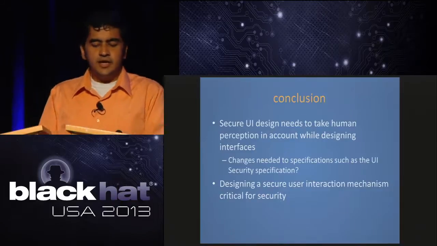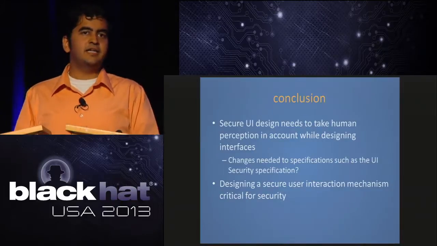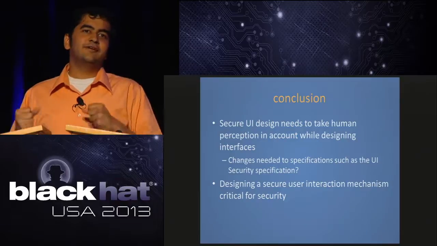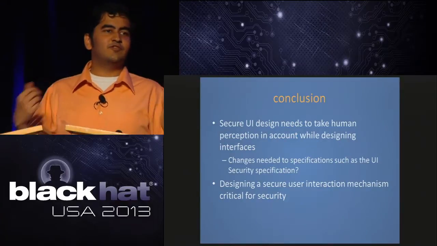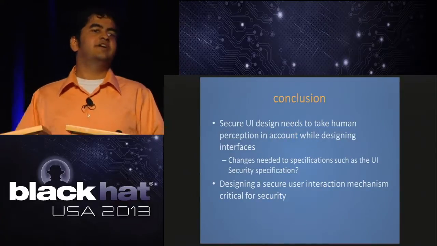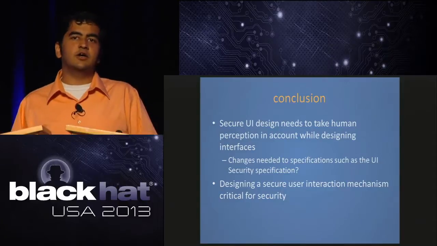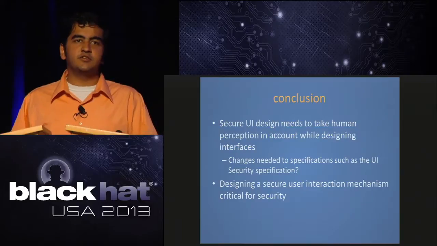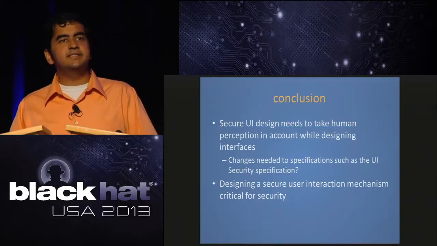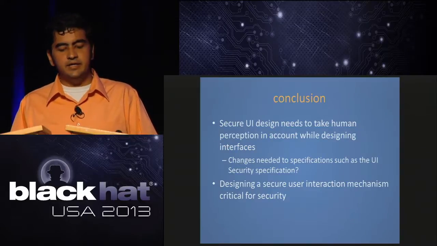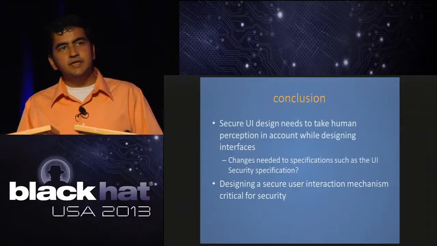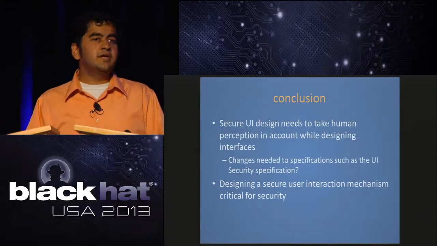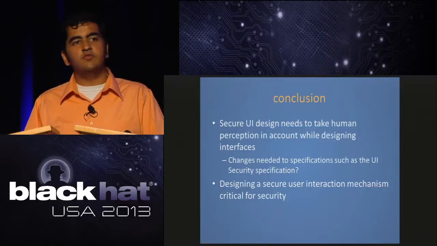And so in conclusion, secure UI design till now has worked with this model of, if this sensitive button is fully visible for some amount of time, we are safe. That is not a good enough model, according to me. We need to really start taking human perception and the limitations of human perception into account while designing secure user interfaces. Possibly some changes are needed to the UI security specification, or maybe just the fact that this specification is not a panacea and it's not going to solve all our problems.